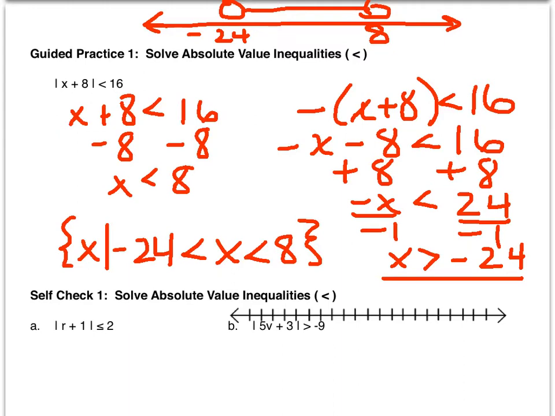Now it's your turn to try one on your own. In self-check 1, we have the absolute value of r plus 1 is less than or equal to 2. Now the number line got in the way there, and so you can just kind of disregard that number line. For example B, you have the absolute value of 5v plus 3 is greater than negative 9. Actually, that should be less than negative 9, not greater than negative 9. So you'll need to look at the example that we showed in example 1 to see what you do when you have negative 9 on the other side there and how you're going to answer that one.